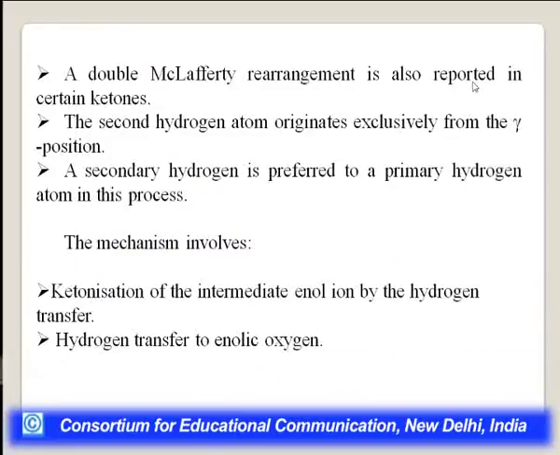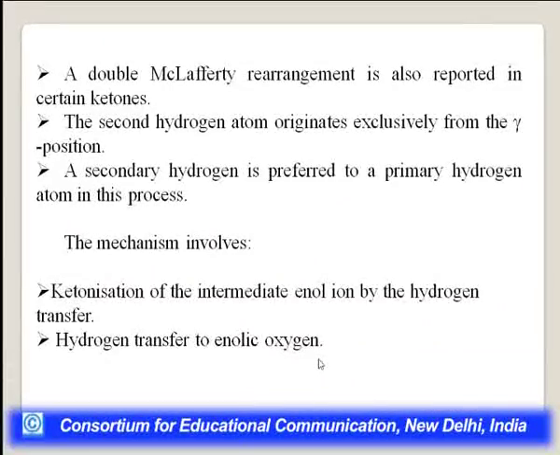A double McLafferty rearrangement is also reported in certain ketones. Double McLafferty means two McLafferty rearrangements take place. The second hydrogen atom originates exclusively from the gamma position. A secondary hydrogen is preferred to a primary hydrogen atom in this process. What will be the mechanism? Ketonization of the intermediate ion first of all takes place. You know how it takes place, by hydrogen transfer. And where is this hydrogen transferred?